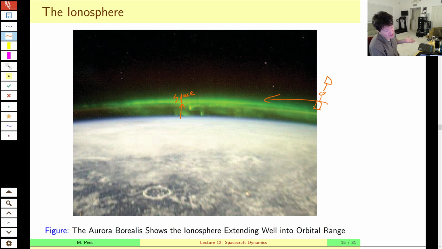Right, and so obviously there would be no aurora borealis if there was nothing up there, right? So the aurora borealis is just an illustration that there is atmosphere and a significant amount of it up in space, although it behaves differently than it behaves down on the Earth and is much less predictable.